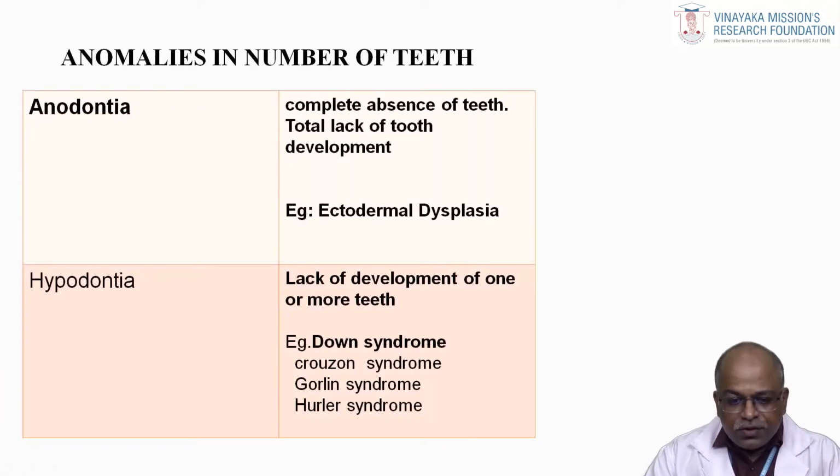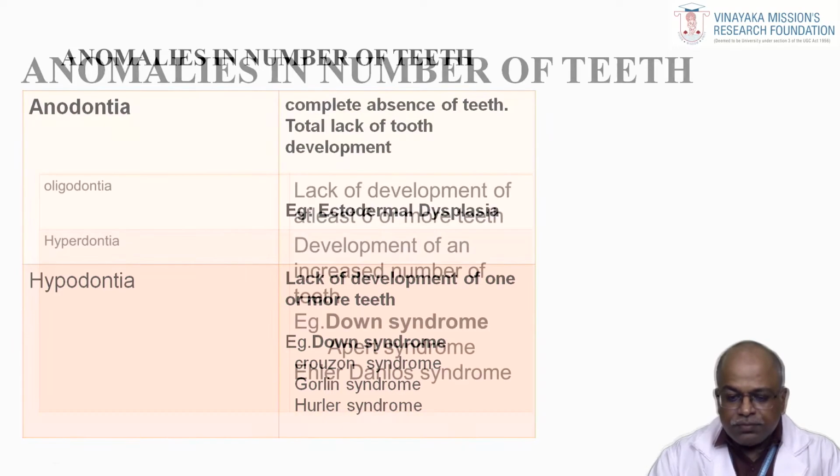Coming to the classification of the anomalies of tooth, in their number, it is classified as anodontia, which means complete absence of teeth or total lack of tooth development. Cases of anodontia are seen in ectodermal dysplasia. Hypodontia means lack of development of one or more teeth. They are seen in Down syndrome, Crouzon syndrome, Garland syndrome, and Hurler syndrome.